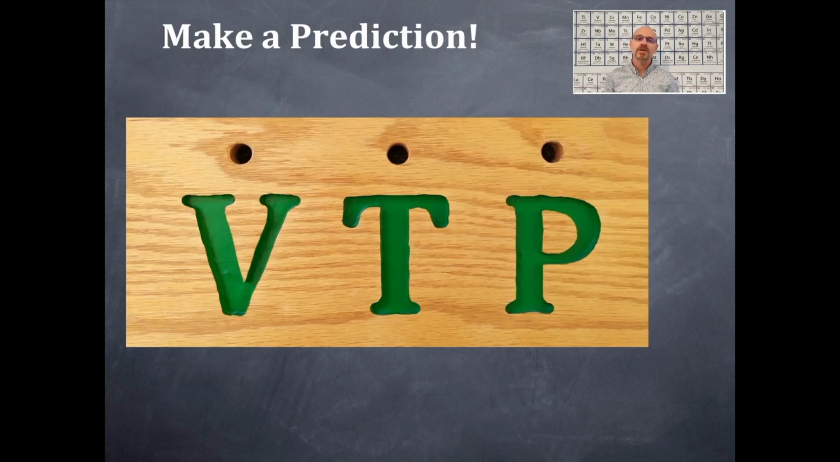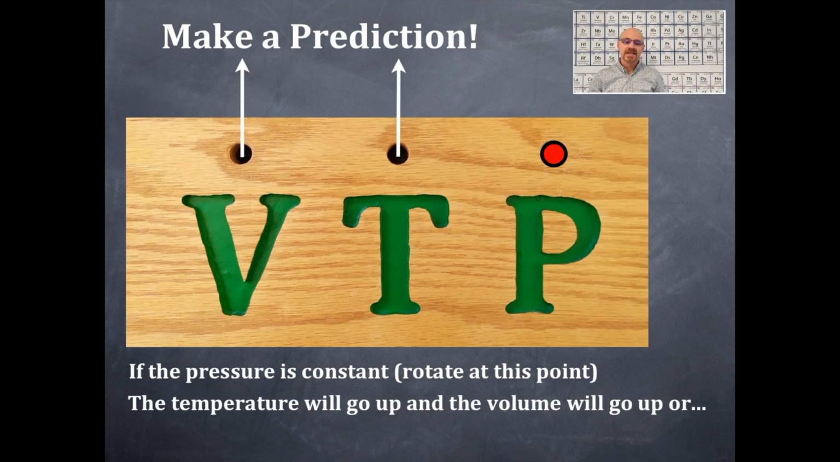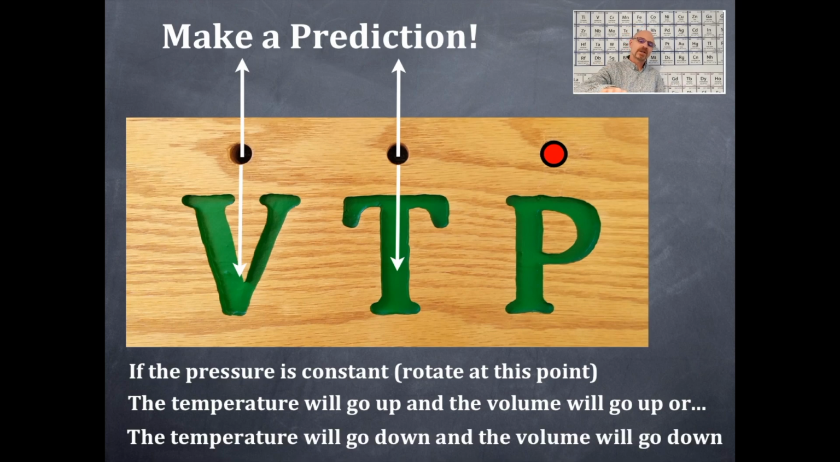Now, just like with Boyle's law, you're going to make a prediction. So you need to ask yourself, what is being held constant in Charles' law? Okay, so if the pressure is being held constant, we're going to rotate at this point right here. So as the volume goes up, the temperature goes up. Or alternatively, okay, as the volume goes down, the temperature goes down, because you're rotating at the pressure point. Hopefully that makes sense. Put your finger through that pressure point, either rotate up, the volume and temperature are proportional, or rotate down, the volume and temperature are proportional. Note that for the next problem, the next video that you watch using a Charles' law application.